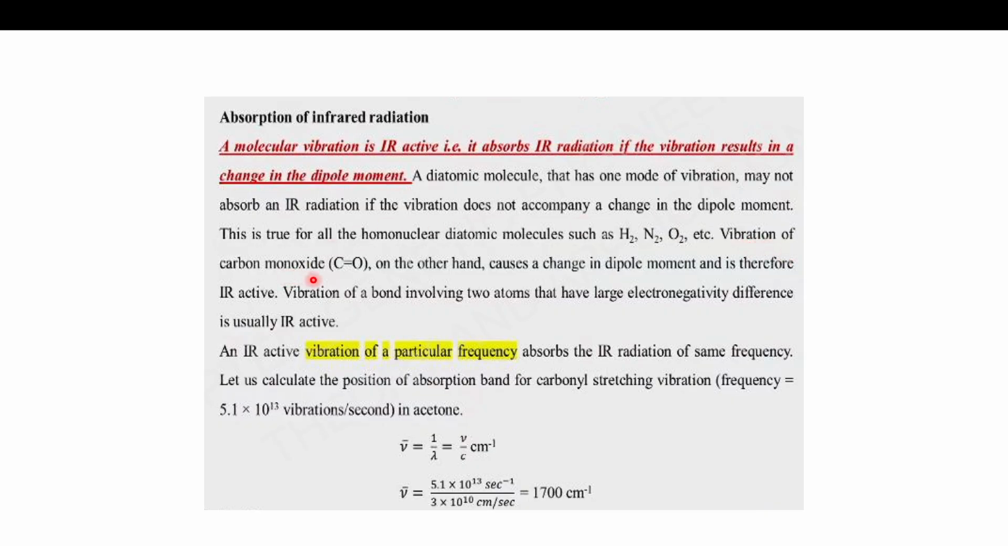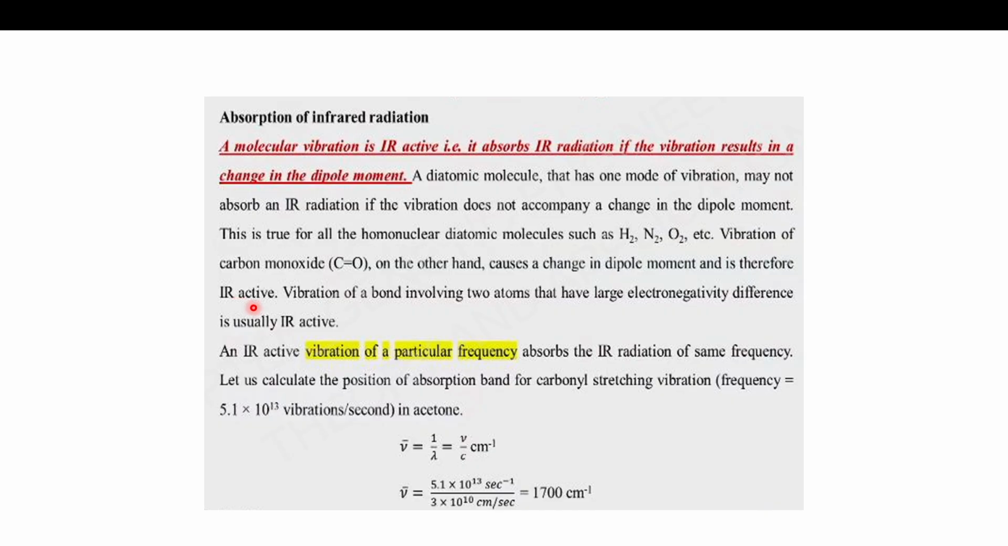Now, when we talk about CO, O is more electronegative as compared to C, right? So O will have a partial negative charge, delta minus, over it as compared to C, which will have a delta plus charge on it, right? So vibration of carbon monoxide, on the other hand, causes a change in the dipole moment. Partial charges develop over the individual atoms here, and therefore this heteronuclear diatomic molecule is IR active.